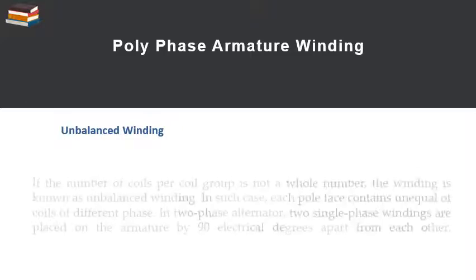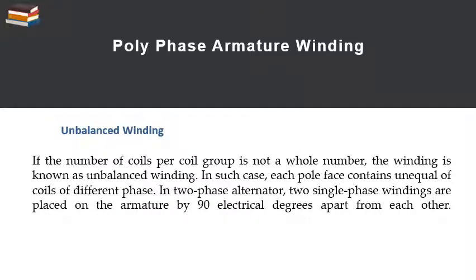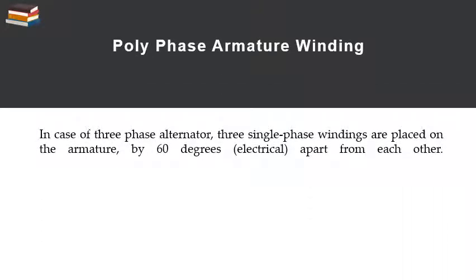Next is unbalanced winding. If the number of coil per coil group is not a whole number, the winding is known as unbalanced winding. In such case, each pole phase contains unequal number of coils of different phases. In a two-phase alternator, two single-phase windings are placed on the armature 90 degrees electrical apart from each other. In case of a three-phase alternator, three single-phase windings are placed on the armature 60 degrees electrical apart from each other.